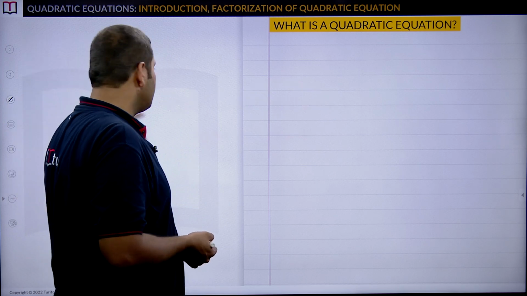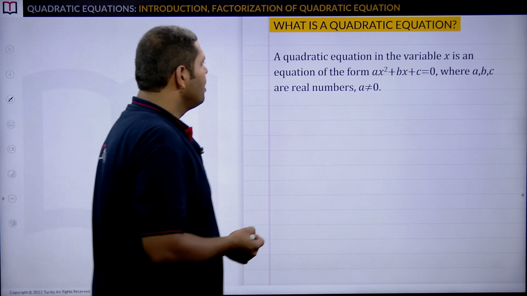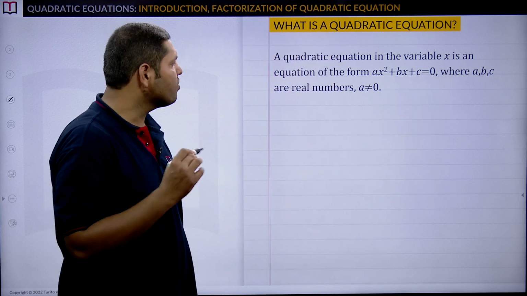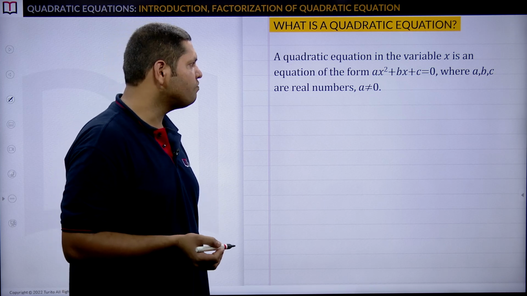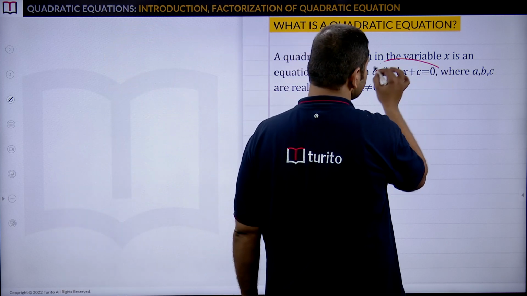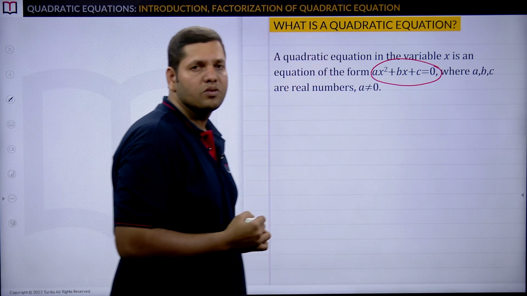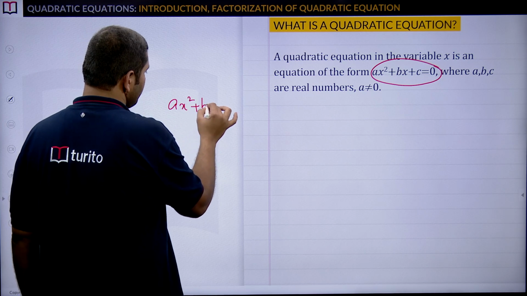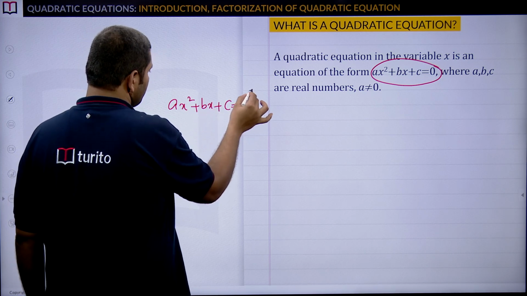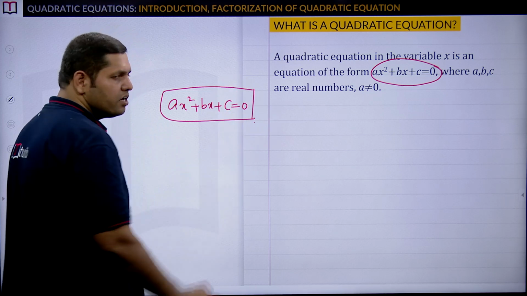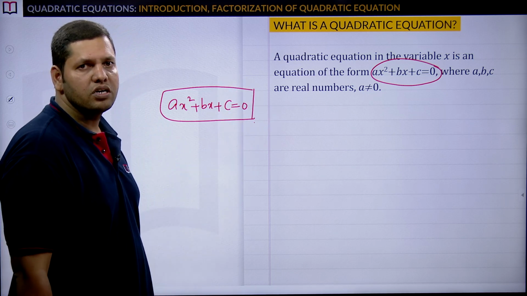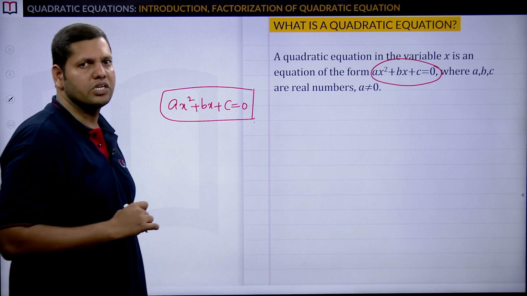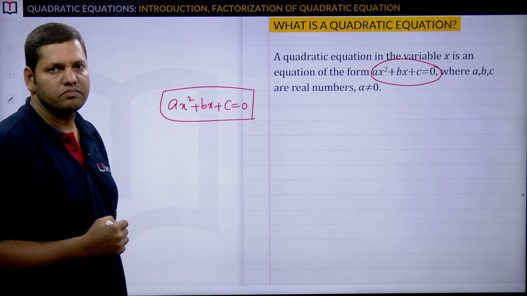Children, look at the definition of a quadratic equation. A quadratic equation in one variable x is an equation in the form of ax square plus bx plus c is equal to 0. So this is clearly what we can call a quadratic equation. Okay, children, if any equation is in the form of ax square plus bx plus c equal to 0, we can say it is a quadratic equation.